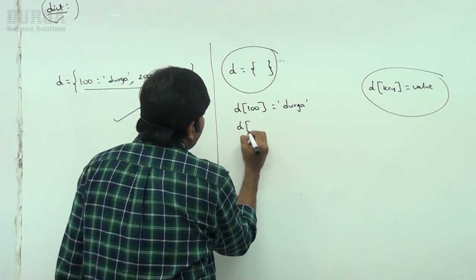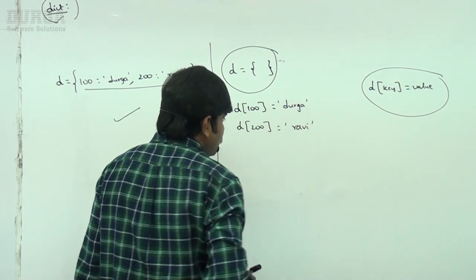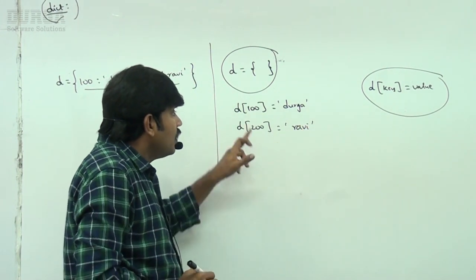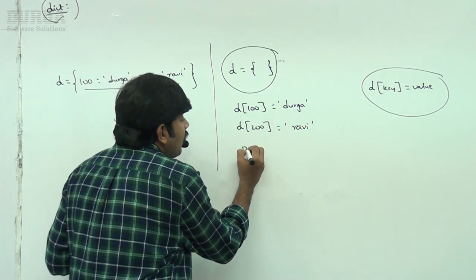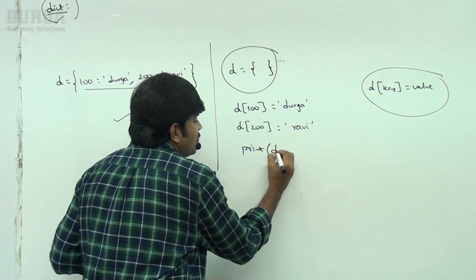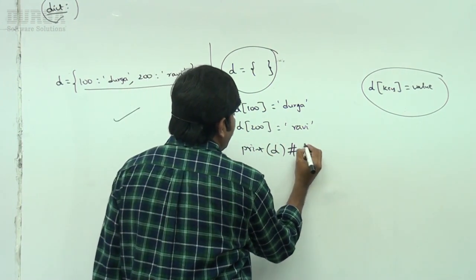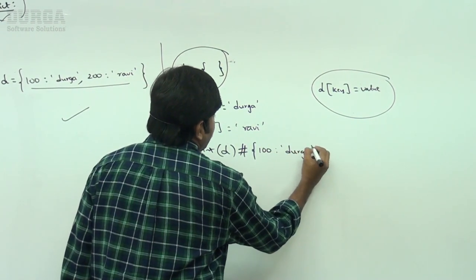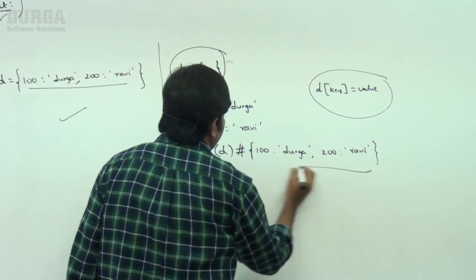Similarly, d[200] = 'Ravi', like this I am taking. Now how many key-values are added to the dictionary? Two key-values, right? Now print(d). The answer we are going to get is 100 colon Durga, 200 colon Ravi, like this.